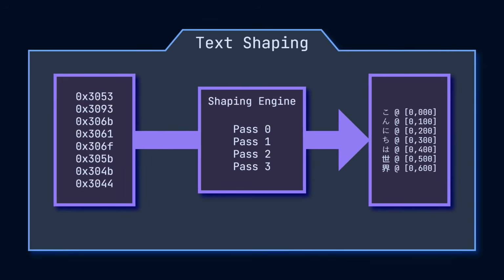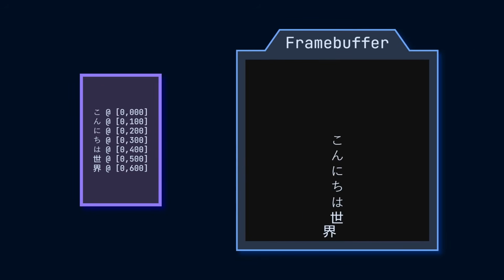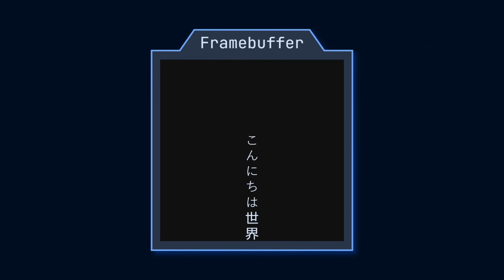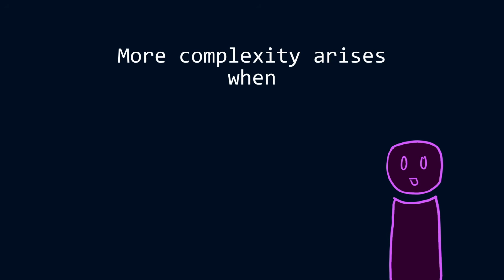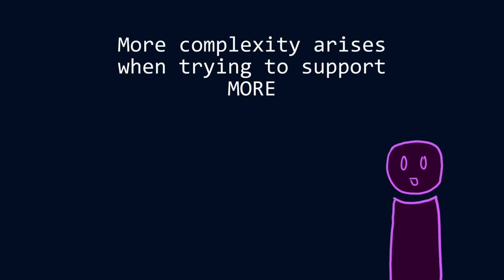Finally, to put everything together, we take the glyphs and the positioning data we get after shaping and use one of the four techniques to render the glyphs at the right position. And here we finally have complete text rendering. I hope that this video was able to show just how complicated a seemingly simple topic can get just by trying to support more and more features.